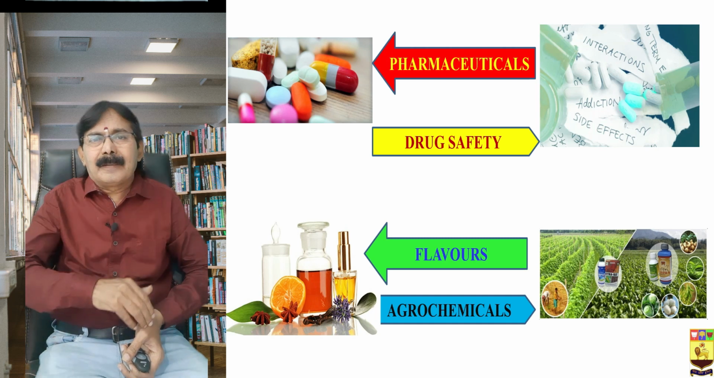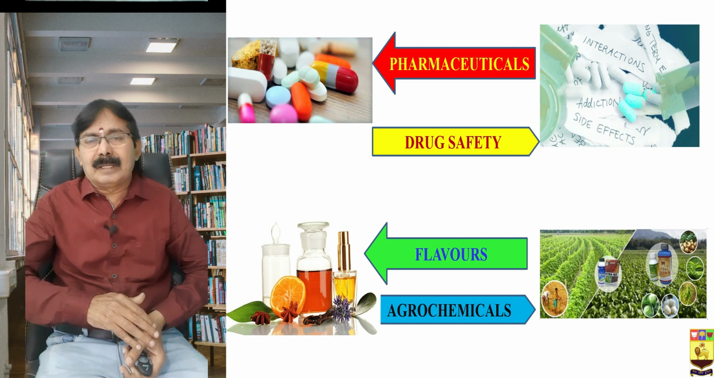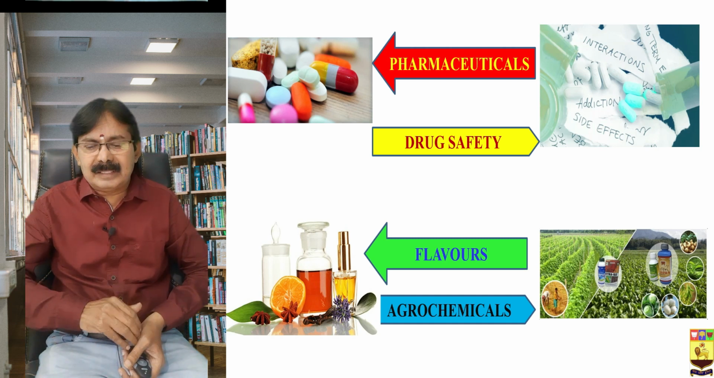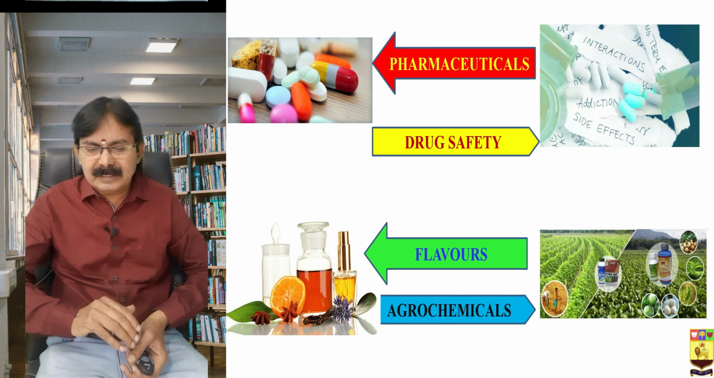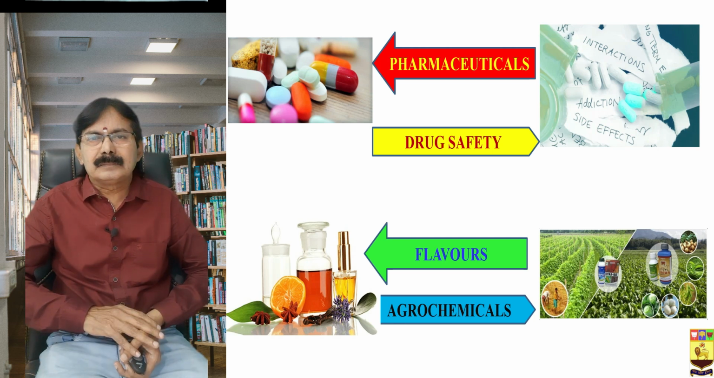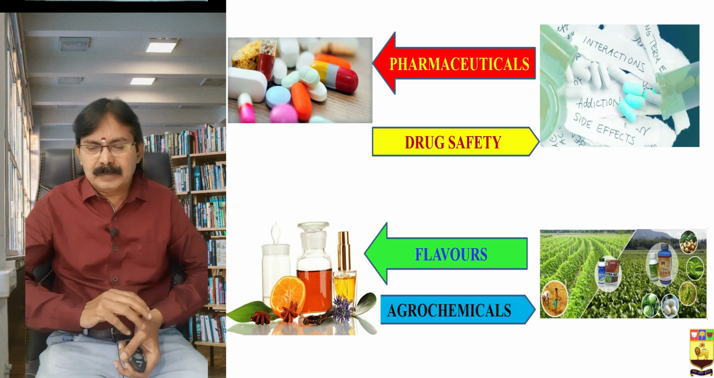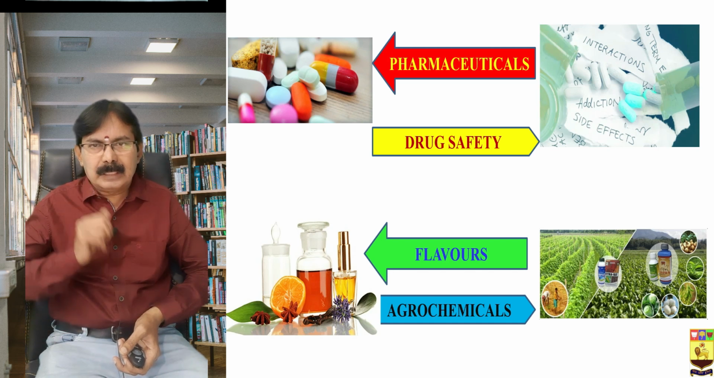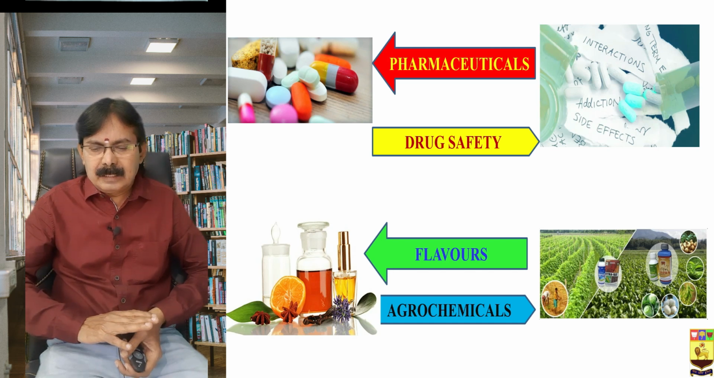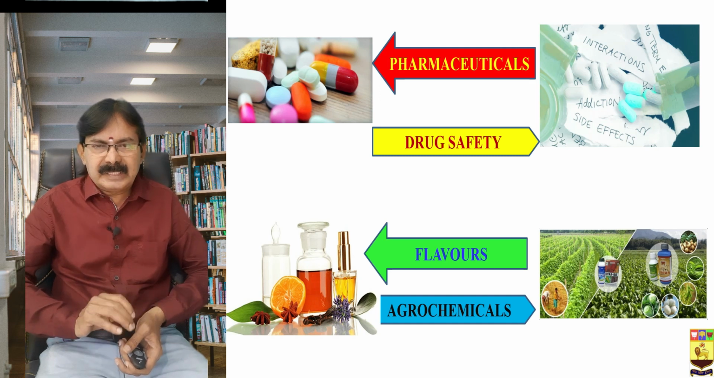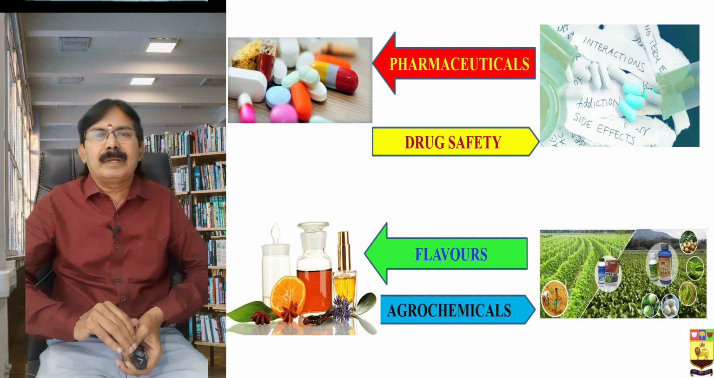So in summary, as far as pharmaceuticals and drug safety are concerned, asymmetric synthesis is a powerful tool in the pharmaceutical industry, contributing to the development of safer, more effective, and economically viable drugs. And the third one is the flavors.